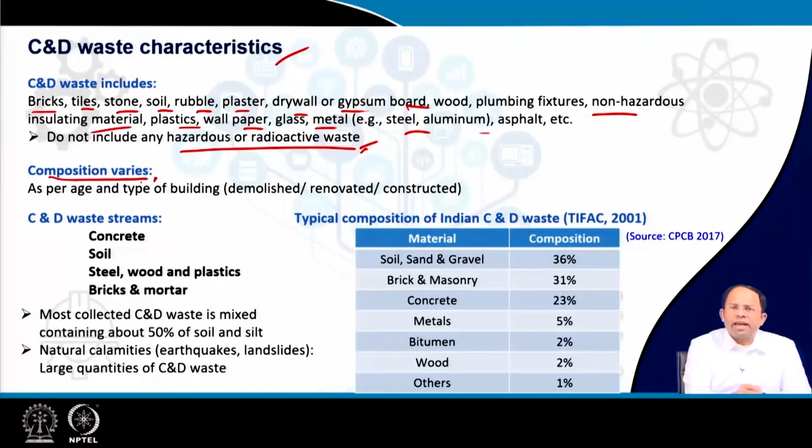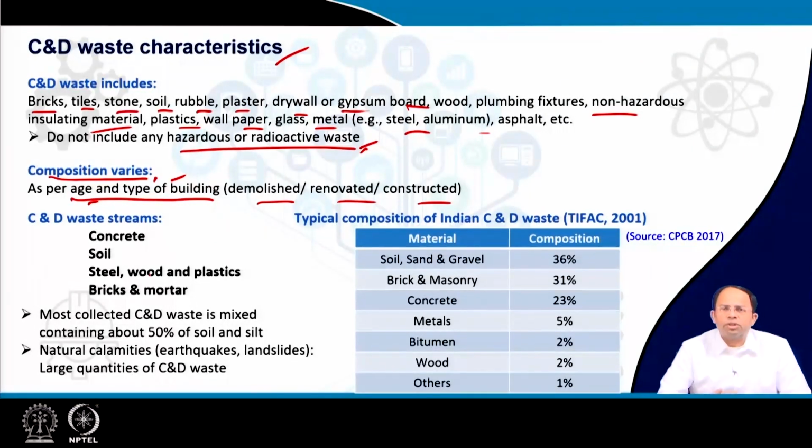So the composition will vary. What proportion of all these components should be there in the construction and demolition waste? It varies as per the age of the building, because at different times different kinds of material were utilized. The material also deteriorates over time, and the type of building work, whether demolished, renovated or constructed, also determines what sort of waste is generated. Now, usually when we get C&D waste, we categorize it into 4 waste streams, as per the C&D waste management rules.